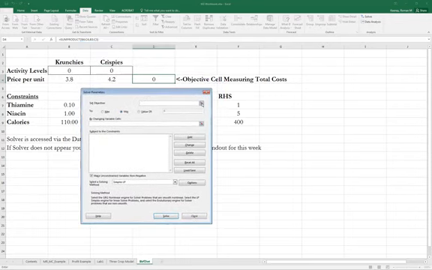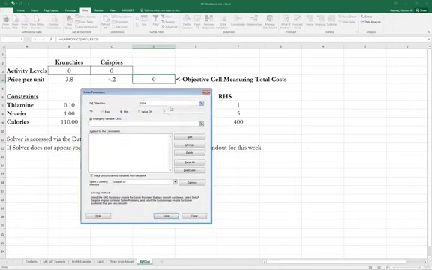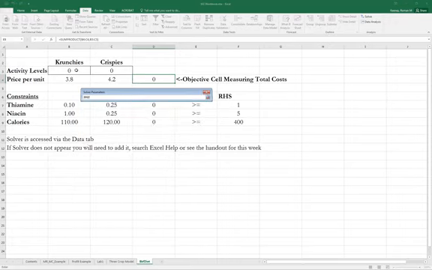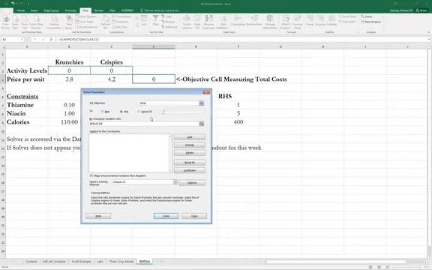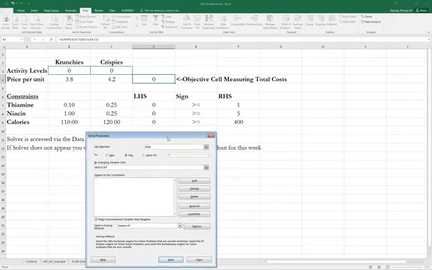So I've got set objective. It's going to be D4. By changing variable cells. This is where I declare my variables, and they are right here in B3 and C3. Those are right. And now I'm going to add my constraints. And all of my constraints are between here and here.